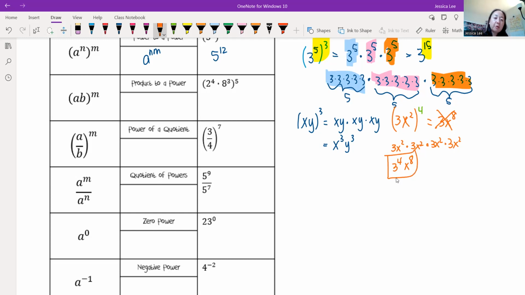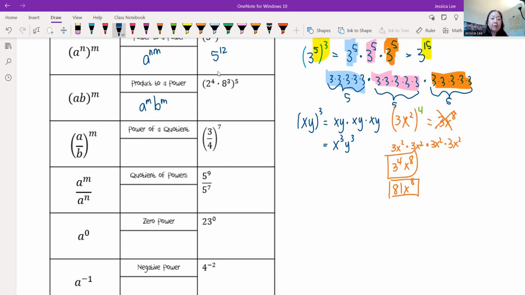And technically, we know what 3 to the fourth power is. You can put that in your calculator or use your fingers. And then that's going to be 81 times x to the 8th power. Just like that. All right, so let's try this one out. So the generic one for this is going to be a to the m times b to the m. Okay. And again, you no longer see the parentheses anymore because we've distributed that m to both of those variables.